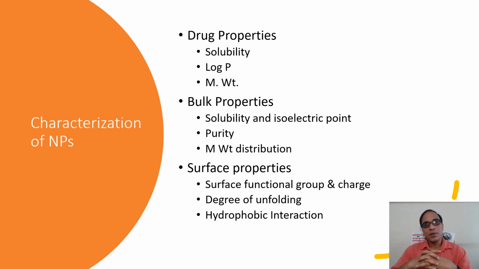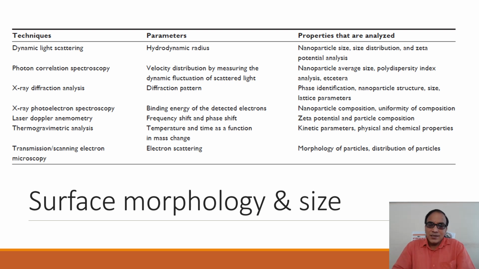However, the characterization parameters depend on the type of delivery system you have prepared, what kind of action you need from that delivery system, what route of administration it is going to be administered by, and to which site of action it is going to target. So the parameters may vary depending upon these requirements. Now, the first and foremost thing is surface morphology and size.